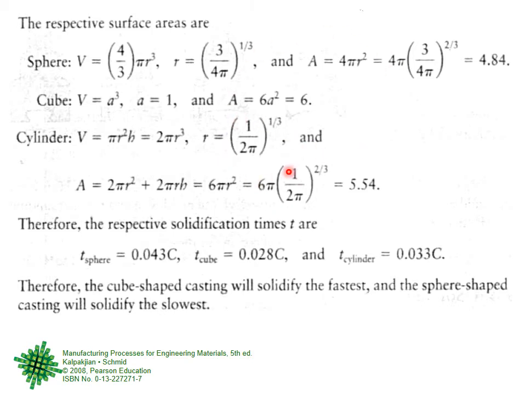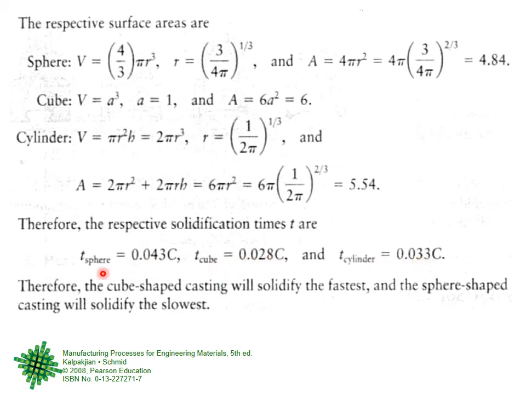And a square, right? Remember, the solidification time is equal to 1 upon surface area square. So 1 upon this square, 1 upon this square, 1 upon this square. So they are finding this, whatever constant c is there. So 0.043c, 0.028c, 0.033c.